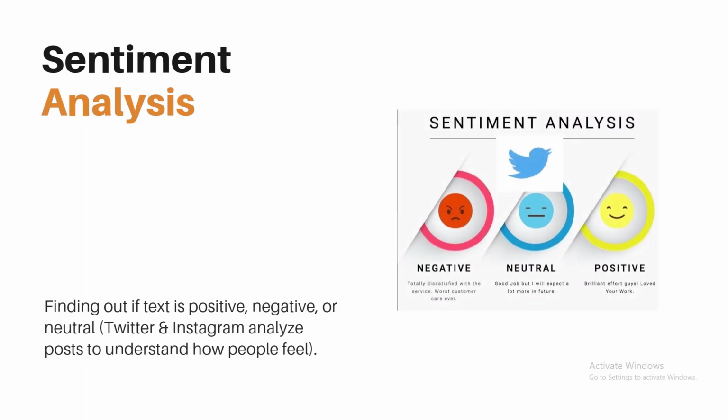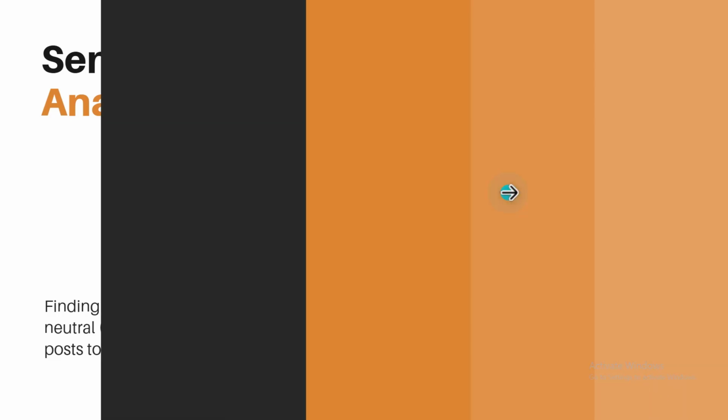Sentiment analysis is another important feature of NLP. So by using these models, we can find out if a text is positive, negative, or neutral. And this is being used by Twitter and Instagram to analyze posts to understand how people feel.